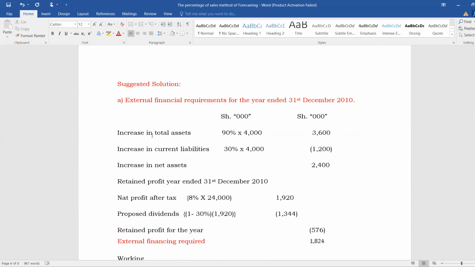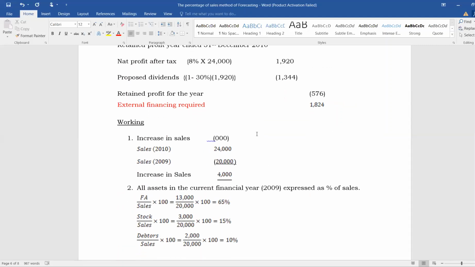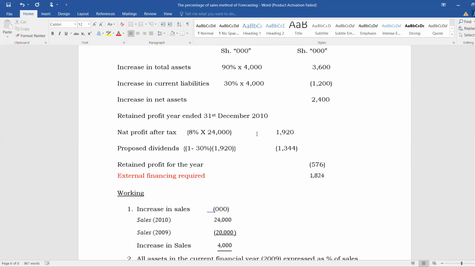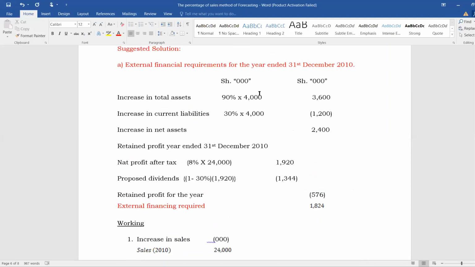Incremental total assets. Tunakuja kwa hii schedule yangu hapa. External financial requirements for the year ended 31st December 2010. Tunaona niko na columns mbili. So incremental total assets is 90% of incremental sales. Tuliona incremental sales ni 4 million. Ni 90 ama 80? The percentage 90 ama 80? 90.